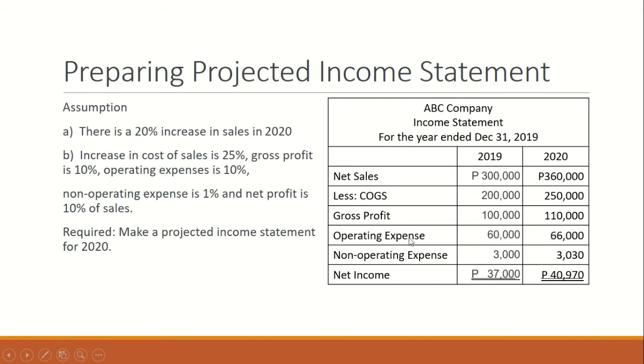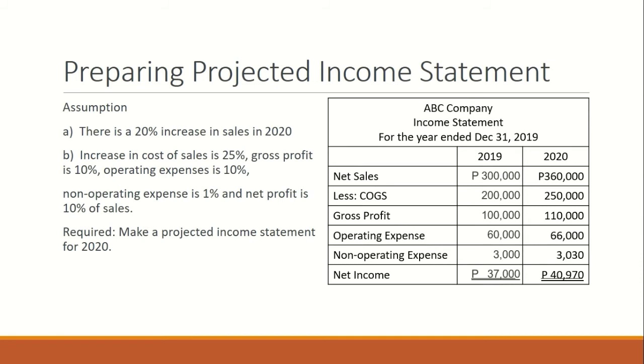So 300,000 minus 200,000 is equivalent to 100,000. So meron tayong operating expense na 60,000 and non-operating expense na 3,000. So in total, meron tayong net income na 37,000. So the assumption na nilagay natin kanina o binasa natin, kailangan natin na i-compute for 2019. For 2020 purposes, which is the assuming amount.